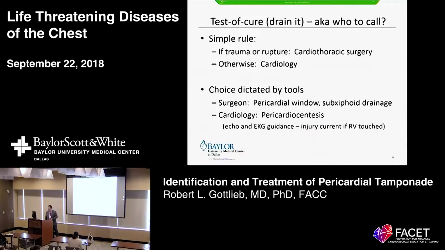So who do you call when you want to do this test of cure? Well, it's pretty simple. If there's trauma or rupture, you want to call cardiothoracic surgery in general. There are some exceptions. One exception is a cardiothoracic surgeon's chest pain.